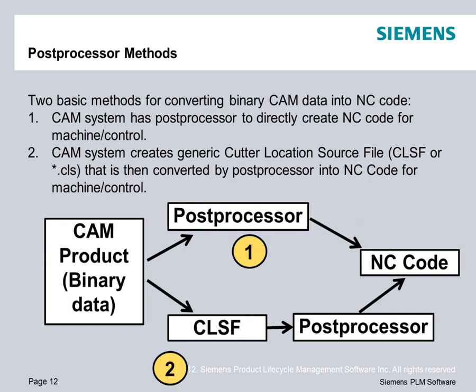There are two basic methods for converting this binary CAM data into NC code. There's a one-step method and a two-step method. Option number one is the one-step method. The postprocessor is delivered with the CAM system, and it creates the code directly for that specific machine or control. The second method is a two-step process, and what happens here is generally a third party, not the CAM system vendor, will actually create the postprocessor. So in this case, the CAM system simply creates a generic cutter location source file, or CLSF, and then that CLSF is converted by the postprocessor into NC code for that machine or control.